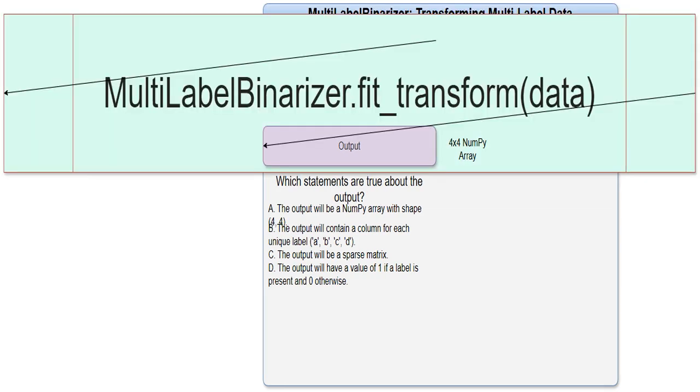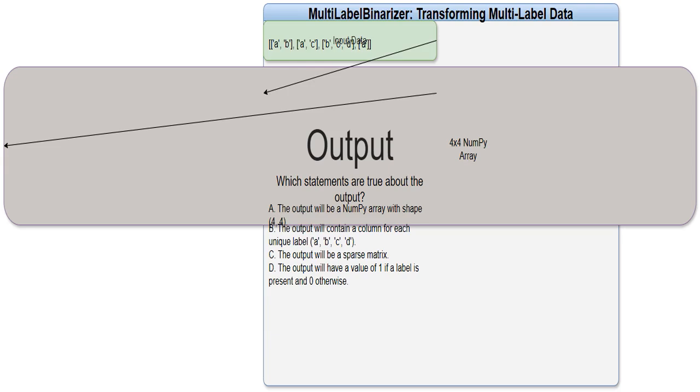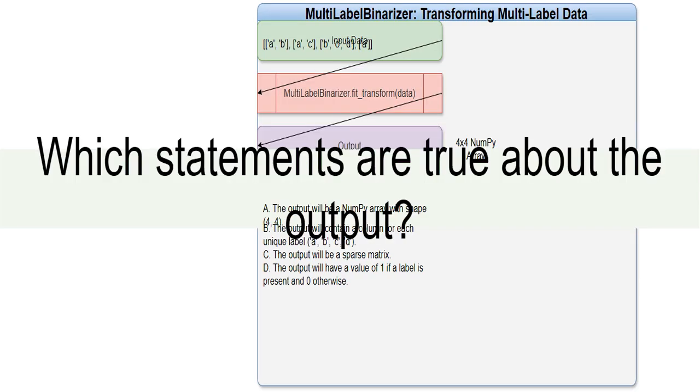This line shows the core function that we'll be using from the scikit-learn library. fit_transform first learns the unique labels, fitting, and then transforms the input data into a numerical representation. This simply indicates that we're interested in the result of the fit_transform operation. What will the transformed data look like? This sets up the quiz. We need to determine which statements accurately describe the output of the multilabel binarizer.